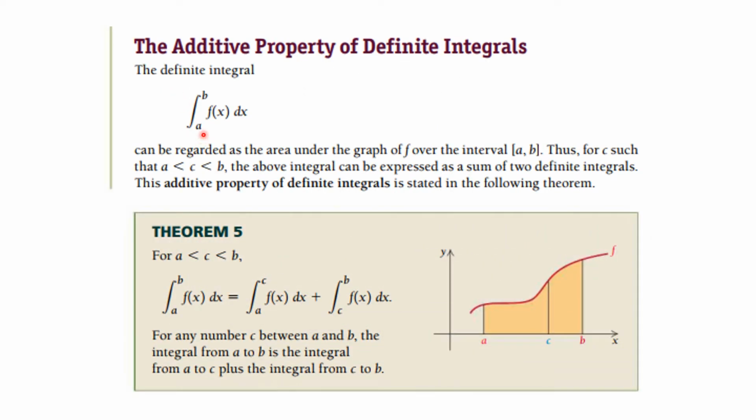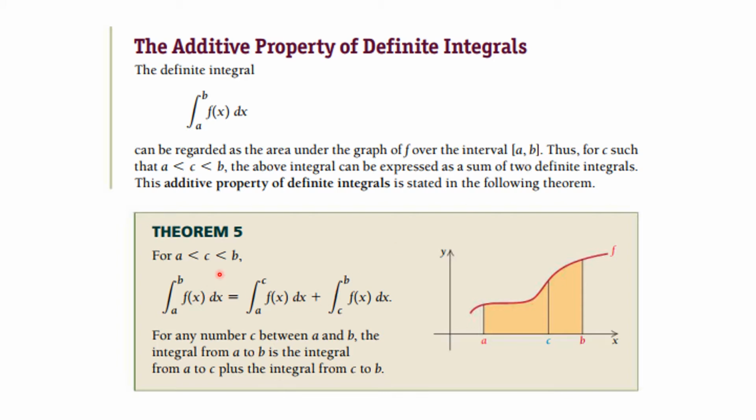When we think about a definite integral, we remember it can be regarded as the area under the graph of f over the interval a, b. So this definite integral from a to b of f of x dx is again the area under the graph of f over the interval a, b.